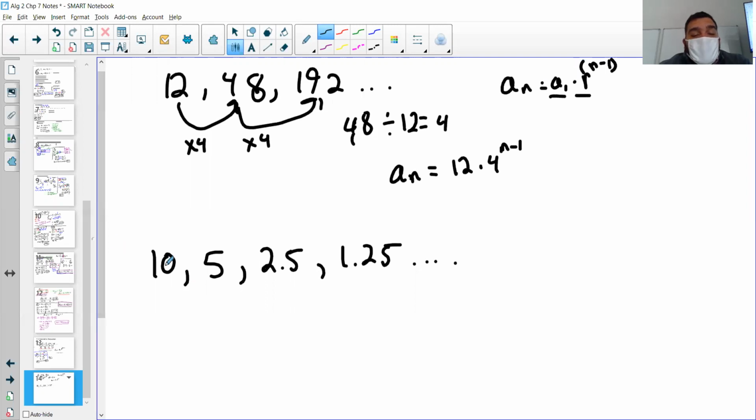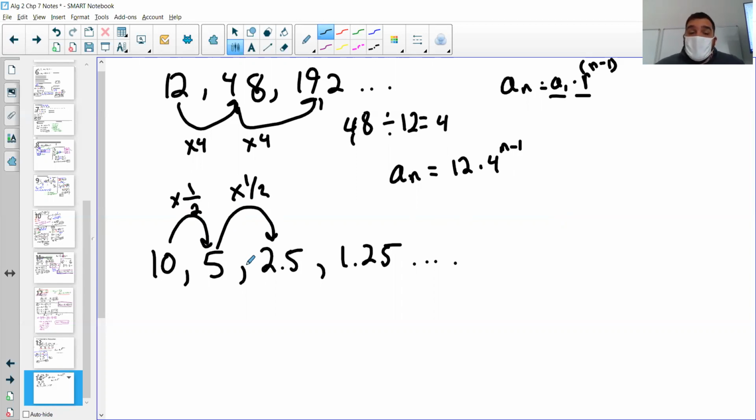Let's look at the next set. 10, 5, 2.5, 1.25. So the pattern is divided by 2, but we need to show it as a multiplication. So how do you show divided by 2 as a multiplication? Times 0.5. I'm going to write it as times 1/2. You can't use division here. It needs to be a multiplication.